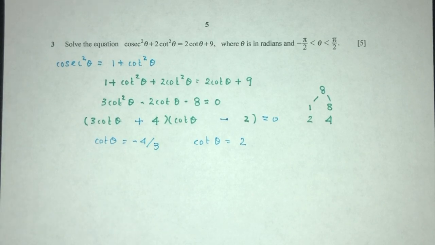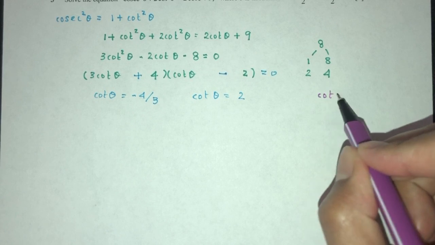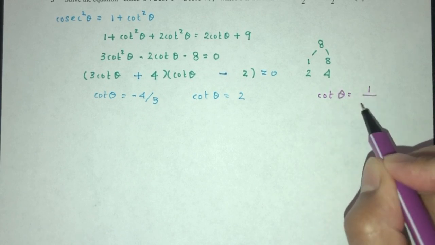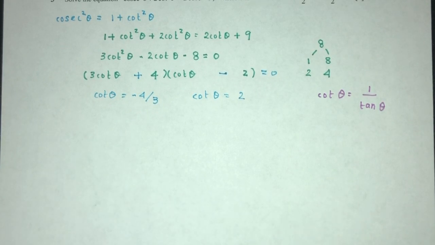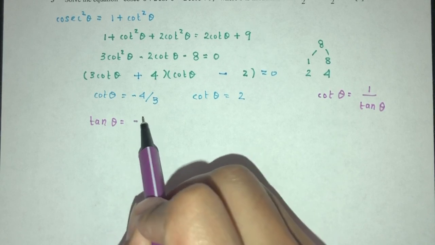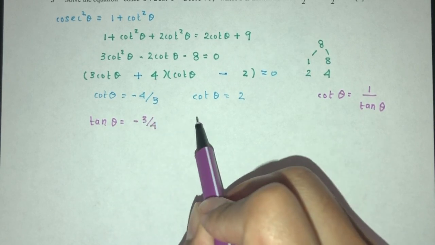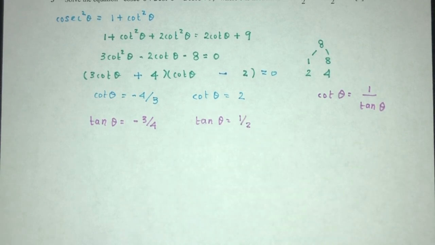Now, from this point on, we do understand that what is cot theta? It is simply 1 over tan theta. So finally, we can convert cot to tan. So tan theta will be minus 3 over 4. Tan theta will be 1 over 2. So now we can solve one by one to find the values of theta.